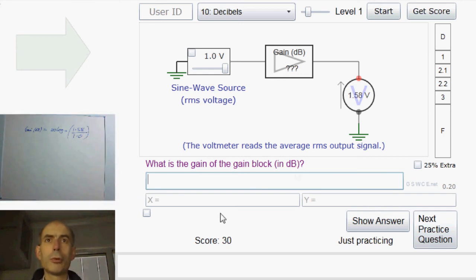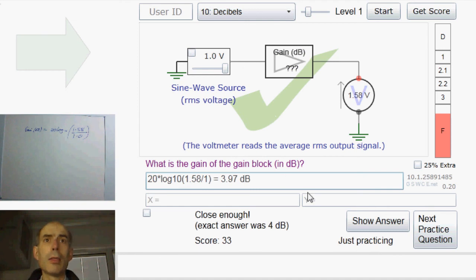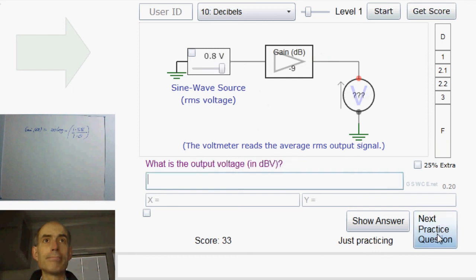And all we have to do is evaluate that, which we could do directly in the answer box. Divided by 1, boom. That's about it for level 1. You're always asked this kind of question with either the input, the output, or the gain unknown. Yep, they're all like that. Shouldn't be too bad then, I hope.